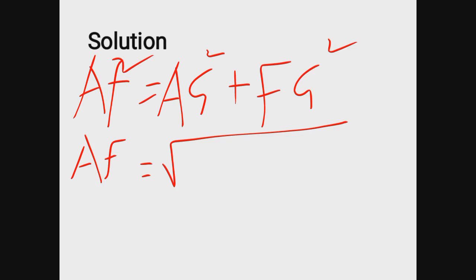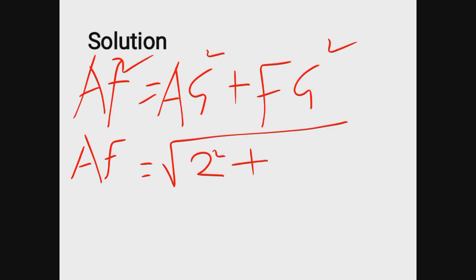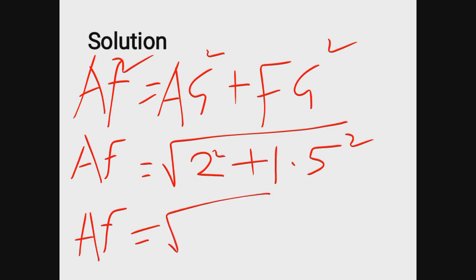Then our AG is 2, plus our GF, that will be 2 squared plus 1.5 squared. And without wasting time, 2 squared will give us 4, plus 1.5 squared will give us 2.25. That implies that our line AF will be the square root of 6.25.